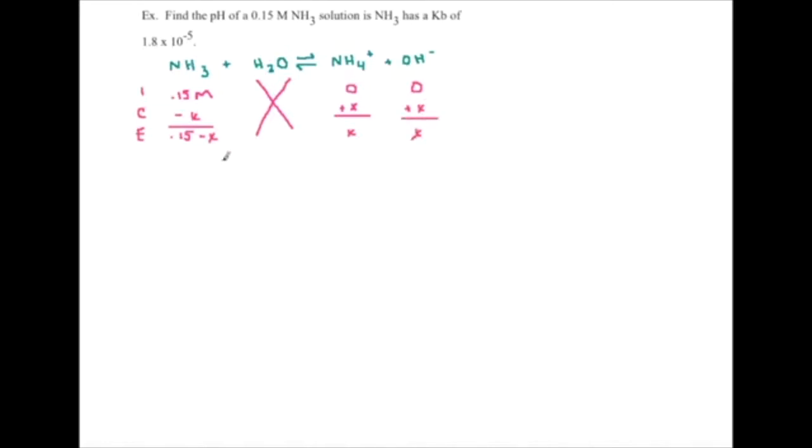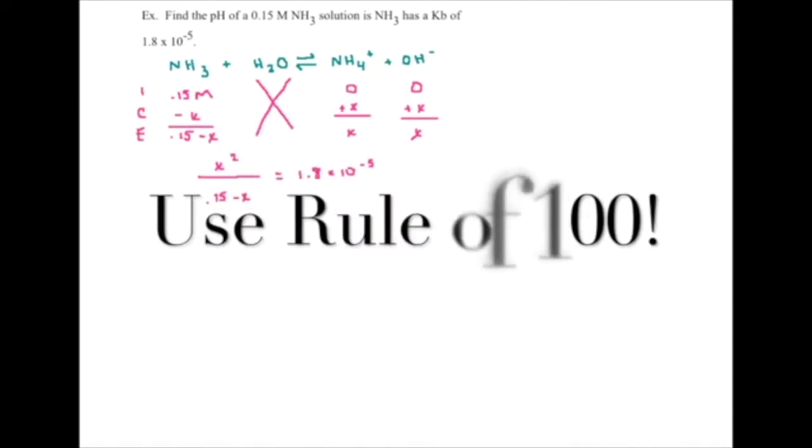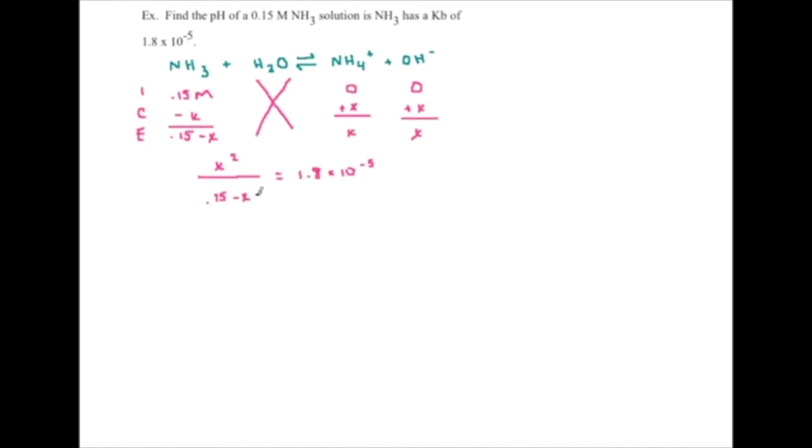And so my equilibrium expression is going to be X times X, which is X squared, all over 0.15 minus X, and I'm going to set that equal to my Kb, which in this case is 1.8 times 10 to the negative 5th. I'm going to assume that my X is small enough that it won't affect my equilibrium concentration of NH3, so I'm going to ignore it to make my life easier. So X squared equals, when I multiply 0.15 by 1.8 times 10 to the negative 5th, 2.7 times 10 to the negative 6th.